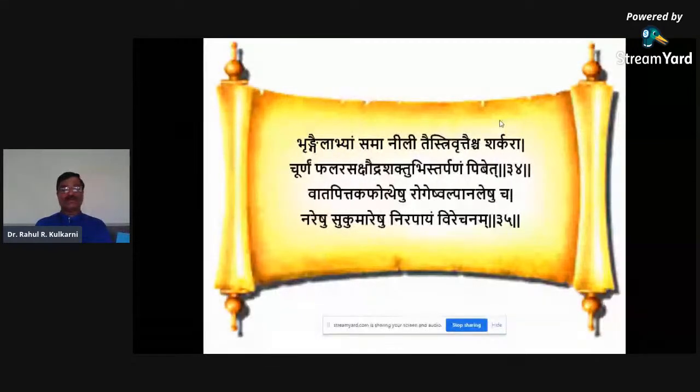Nareshu sukumareshu nirapayam virechanam. Particularly in the case of sukumara purushas, this tarpana kalpokta virechana kalpa is nirapaya, means harmless in nature, so it can be safely and effectively administered for virechana in sukumara people.